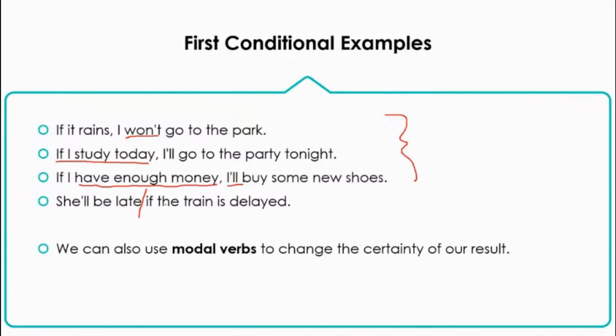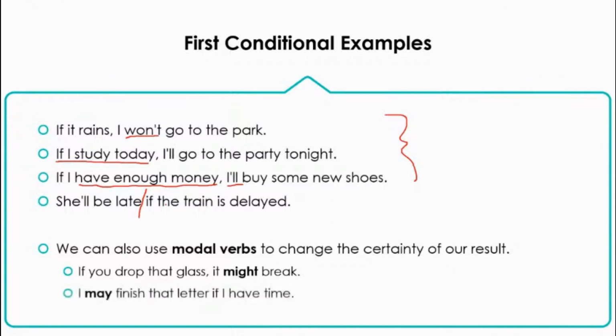And we can also use modal verbs like should, could, may, and might to change the certainty of the result. For example, if you drop that glass, it might break. So I don't always have to use will. I might be uncertain about what will happen. So maybe it is a plastic glass. Ooh, if you drop it, it might break, right? Still talking about the future. It might break. Or I may finish that letter if I have time.